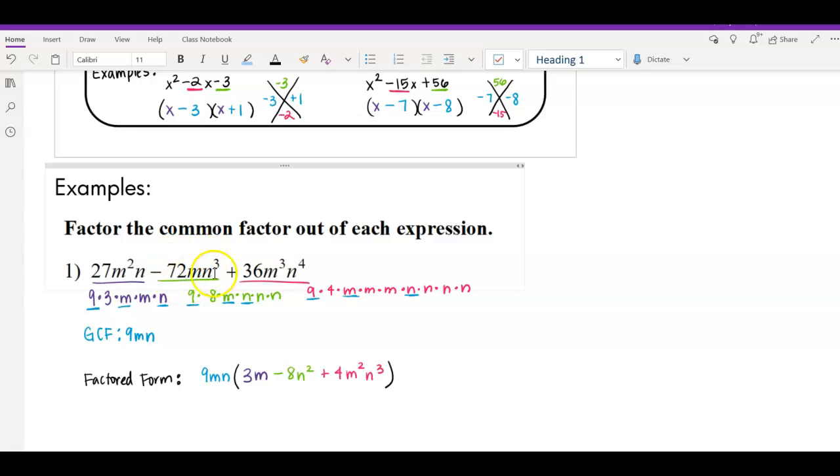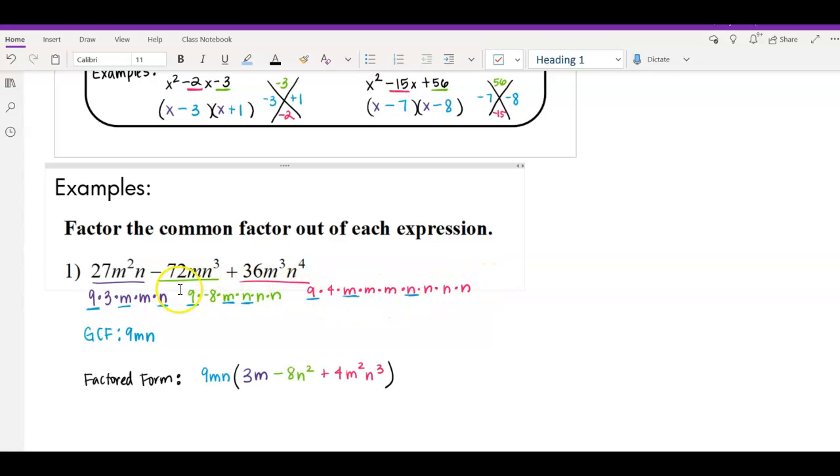Then I move on to my second group, negative 72 mn cubed. Remember, I already chose 9 times 3, so I want one of those numbers to go here in my negative 72. So 9 times negative 8 makes negative 72. That means we want to go with 9 times negative 8. Then I have 1 m and 3 n's according to mn cubed. Last group, remember I'm trying to stick with the 9. So 9 times what makes 36? 9 times 4 makes 36. Then I have 3 m's and 4 n's. That's a long one for sure.